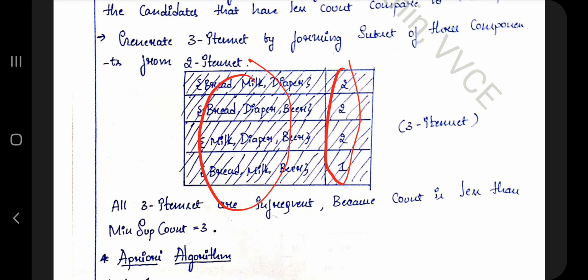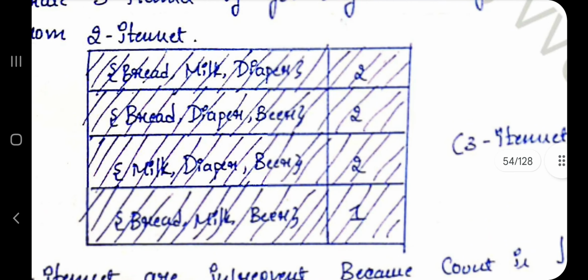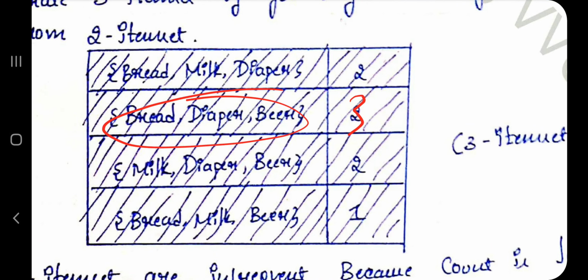So we'll just stop. We'll write that all item sets are infrequent because the count is less than the minimum support count. For example, if bread, milk, and diaper had appeared 3 times, we would consider it, and that would be the frequent item set. But since it was 2, we will not consider it.